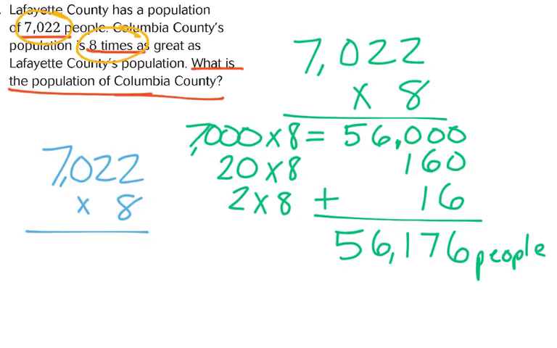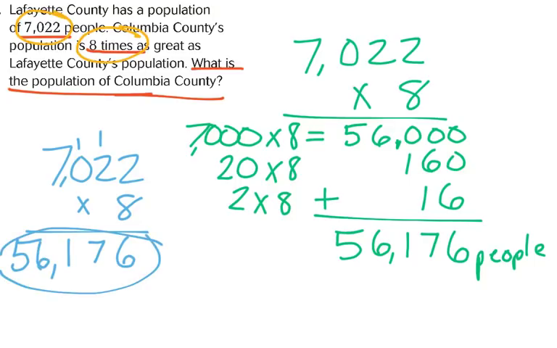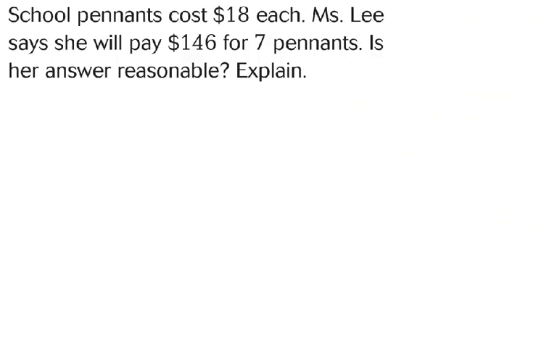8 times 2 is 16. I put my 6, carry my 1. 8 times 2 is 16, plus 1 more is 17. So I put my 7, carry my 1. 8 times 0 is 0, plus 1 more is 1. 8 times 0 is 0, plus 1 is 1. And 7 times 8 is 56. Okay, notice both ways I get the same answer. So it doesn't matter which method you use as long as you have a method that you like.